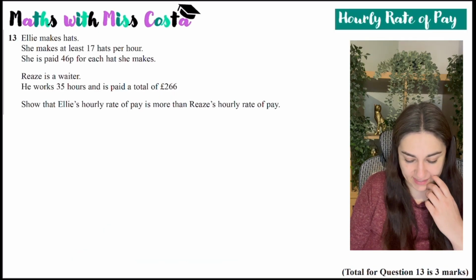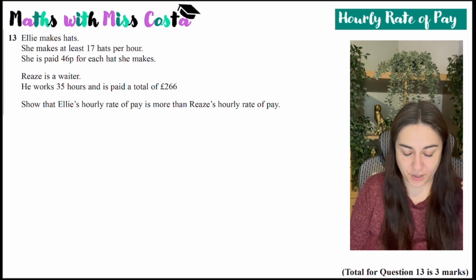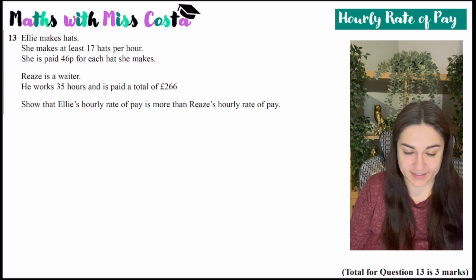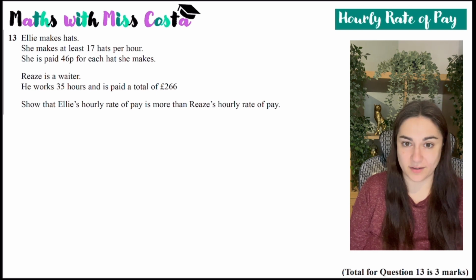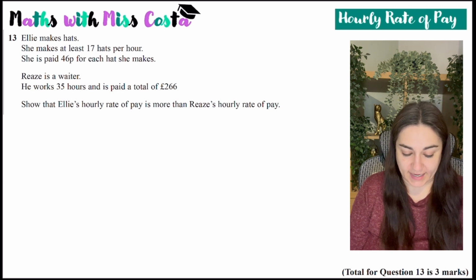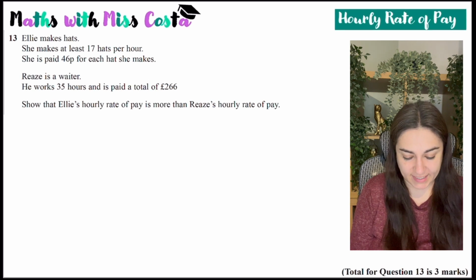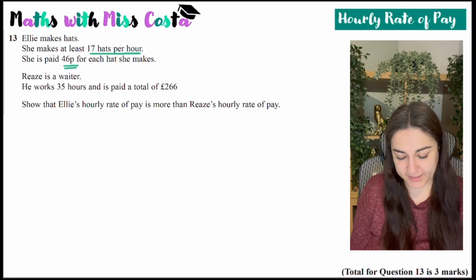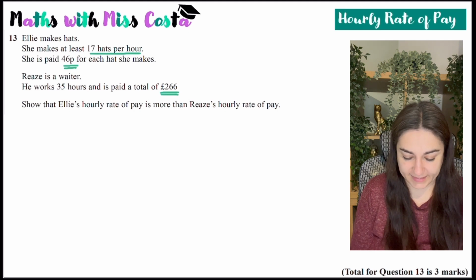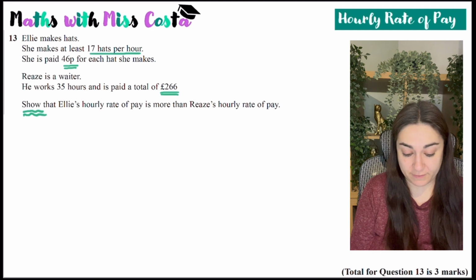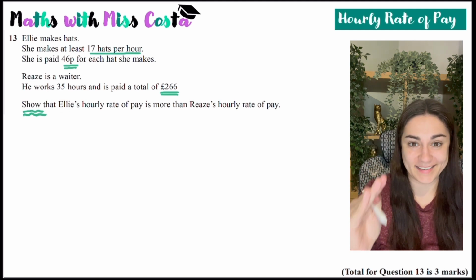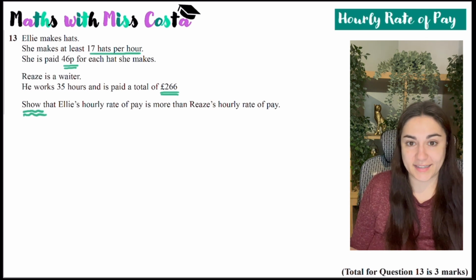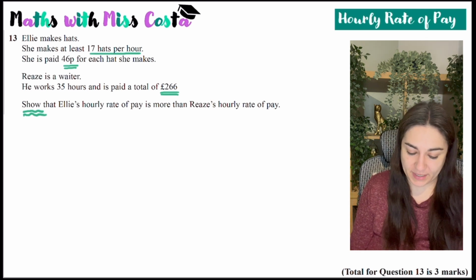Okay, so this one is a rate of pay question. Rate of pay is essentially the same as your hourly wage, how much you get paid per hour. So Ellie makes hats. She makes at least 17 hats per hour, and she is paid 46p for each hat that she makes. Riaz is a waiter. He works 35 hours and is paid a total of £266. Show that Ellie's hourly rate of pay is more than Riaz's hourly rate of pay. Whenever you have a show that question, it means you show every tiny little step of your working.